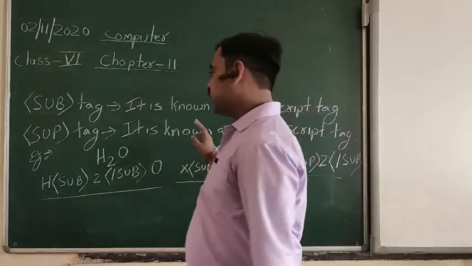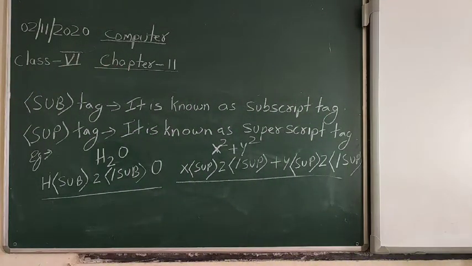Okay, now you can understand the main difference between subscript and superscript. The subscript tag, or the sub tag, is used to display the text below the general text, just half below the general text. Whereas if you want to display the text just half above the general text we use the superscript. Clear? So this is the major difference between subscript and superscript.